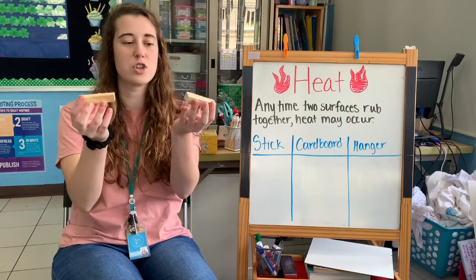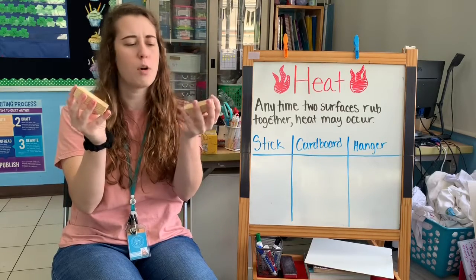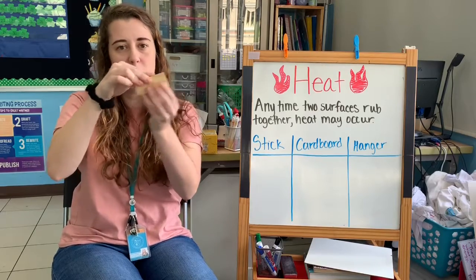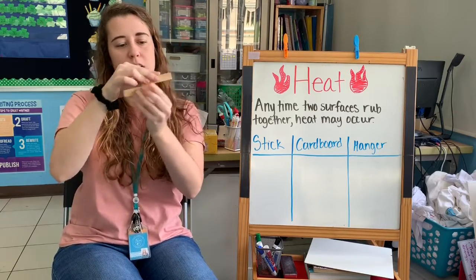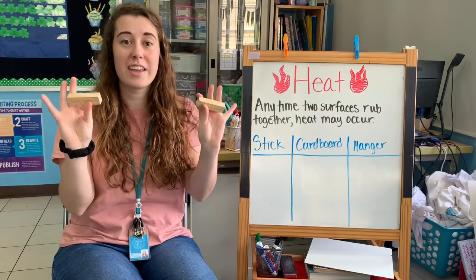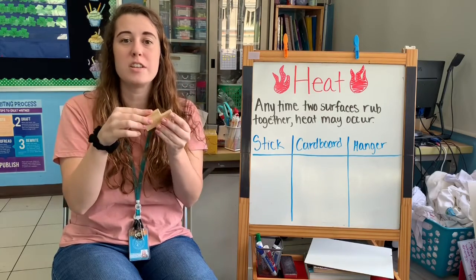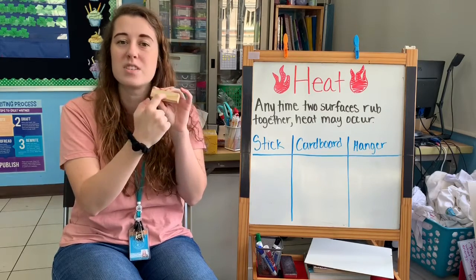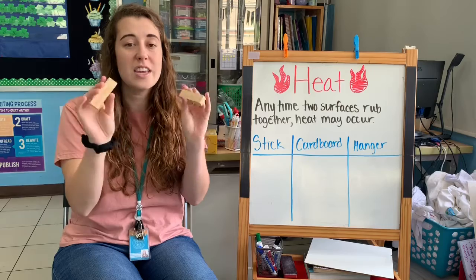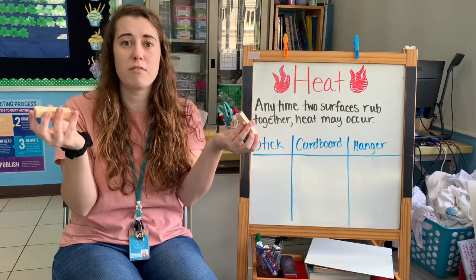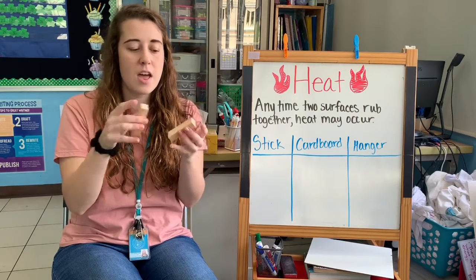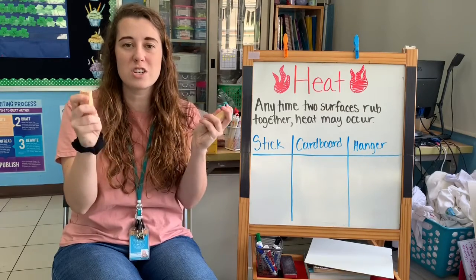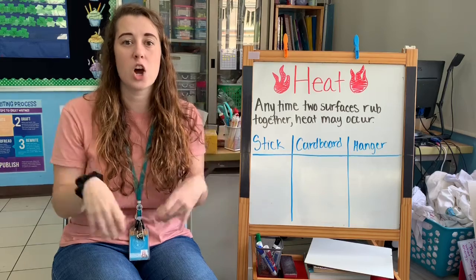So I have two blocks. These blocks are pretty smooth, but when I put them together and I rub really hard for a little while, they get pretty warm. That's because when I rub my two surfaces together, it causes heat, because even though I might not be able to see it very clearly, these smooth blocks actually have rough bumps and edges in them. And so by rubbing the blocks together, it's rubbing those edges together, causing friction, causing heat.